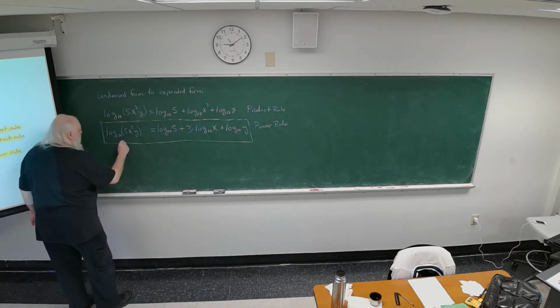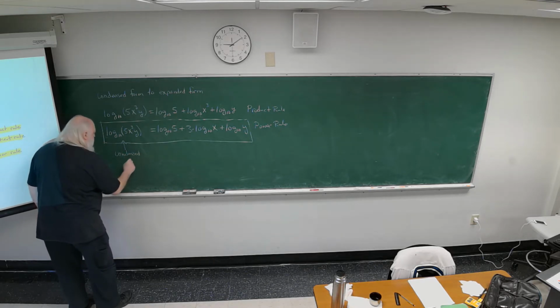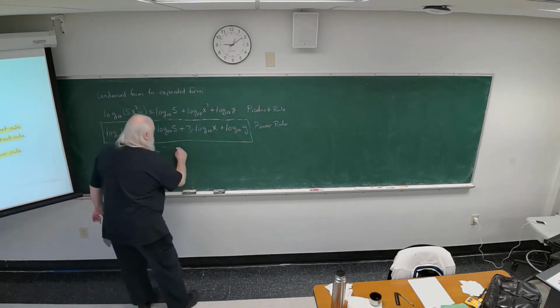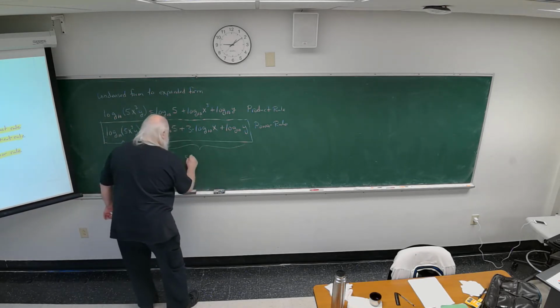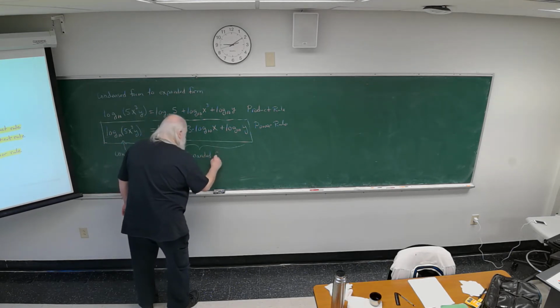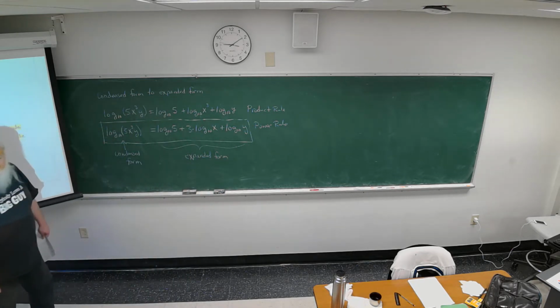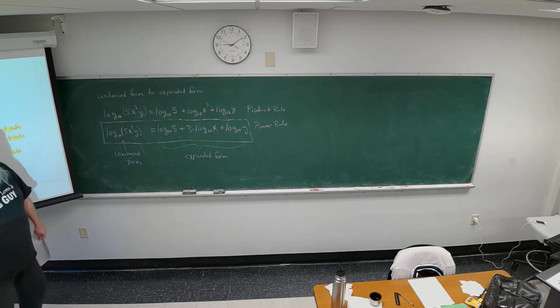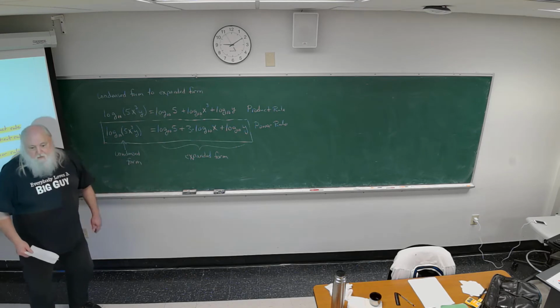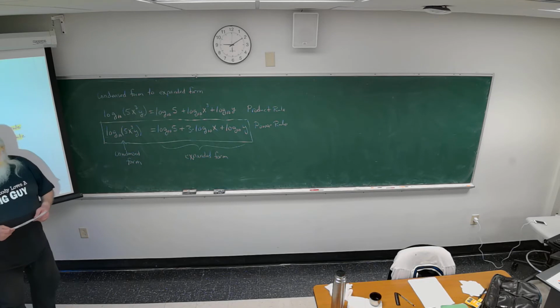So this on the left is known as condensed form, and this on the right is known as expanded form. Condensed form to expanded form. So this on the left is equal to that on the right. All right, any questions on that?